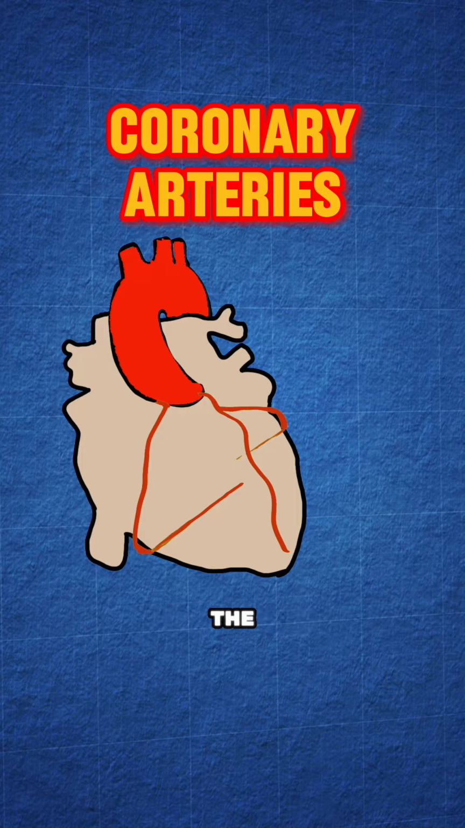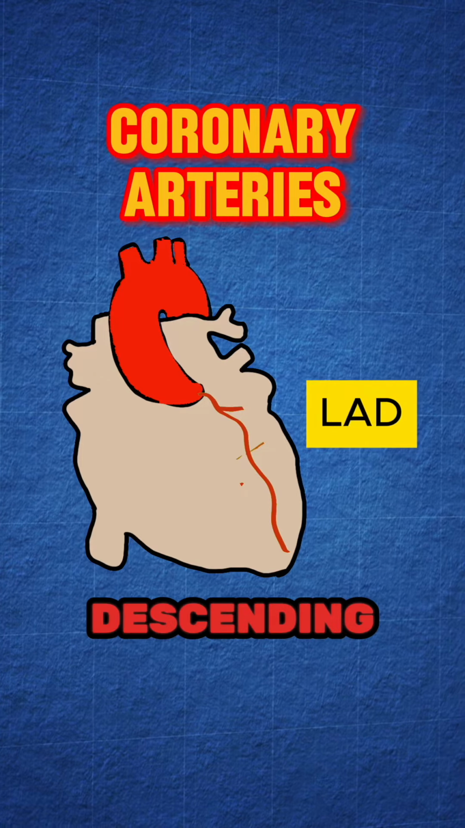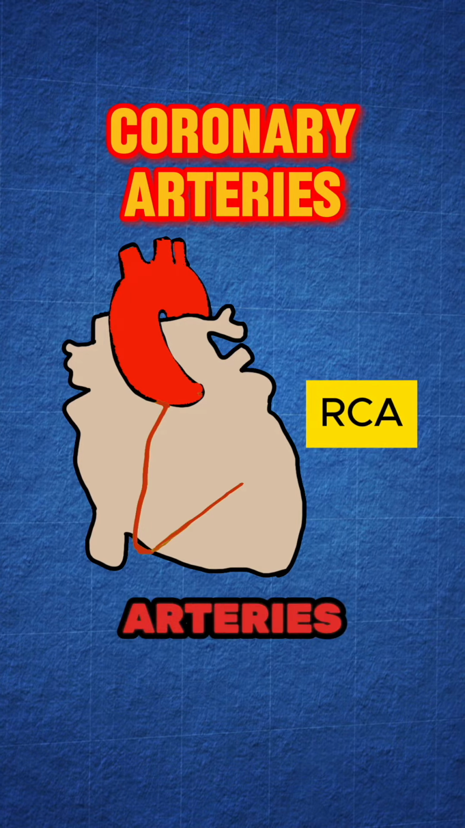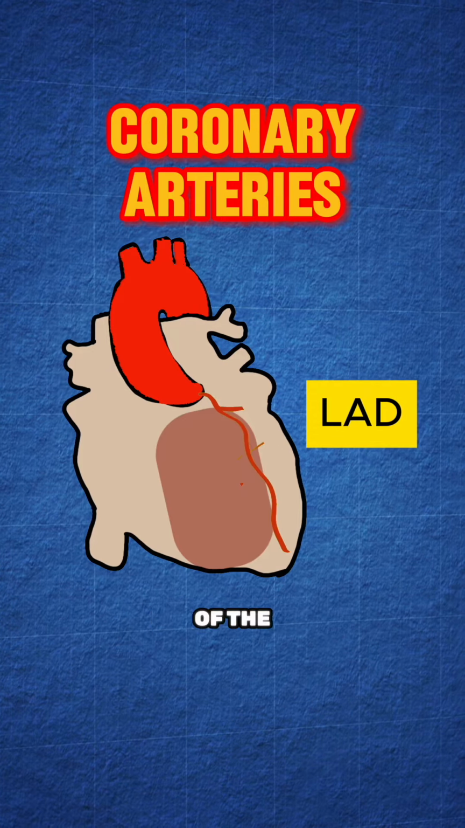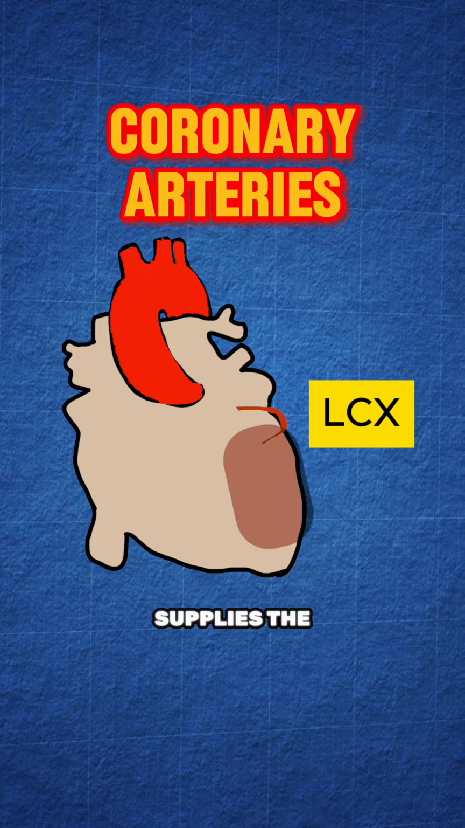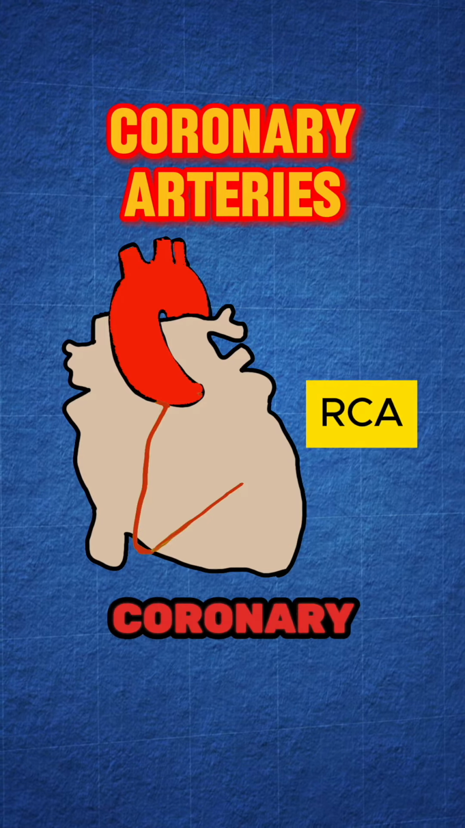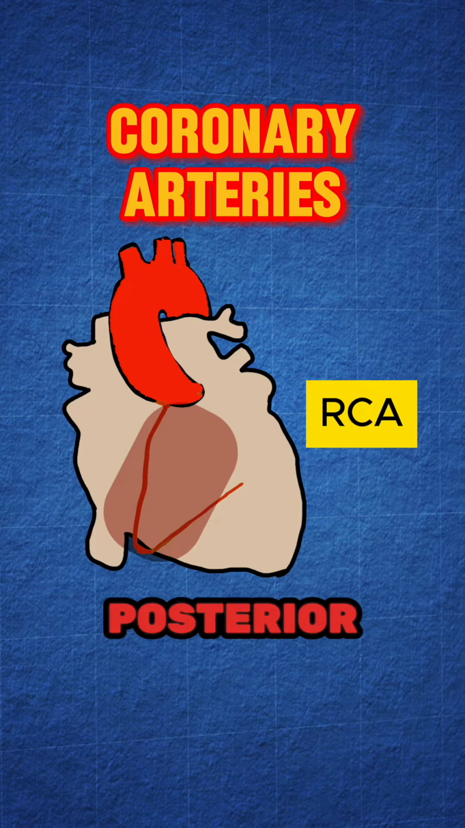Heart is supplied by the coronary arteries: left anterior descending, left circumflex, and the right coronary arteries. To make it simple, left anterior descending supplies the anterior wall of the heart, the left circumflex supplies the lateral wall of the heart, and the right coronary artery supplies the inferior and posterior wall of the heart.